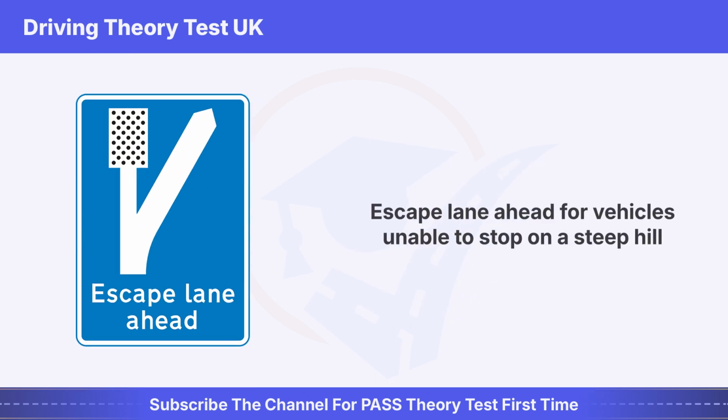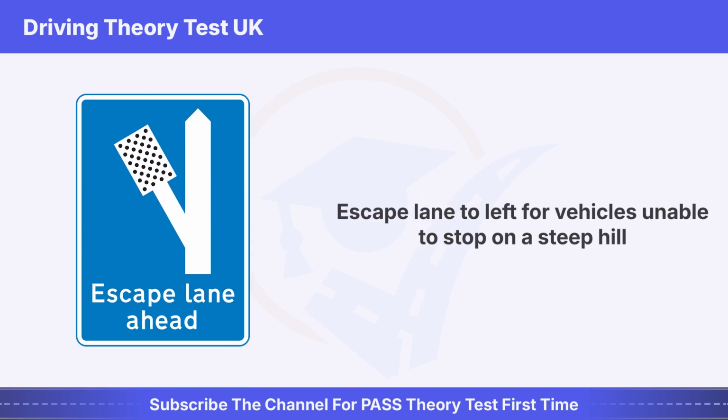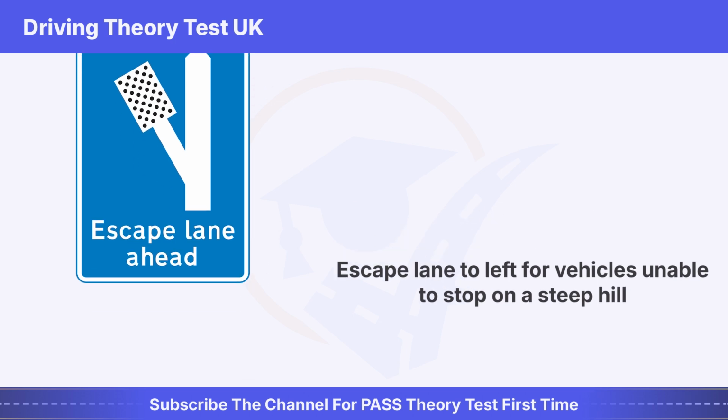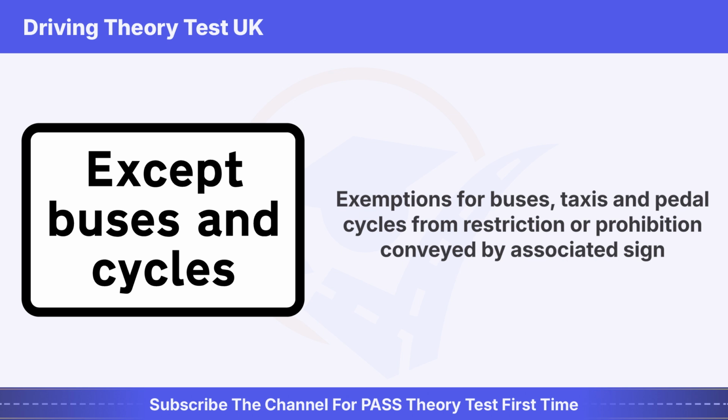Escape lane ahead for vehicles unable to stop on a steep hill. Escape lane to left for vehicles unable to stop on a steep hill. Exemptions for buses, taxis, and pedal cycles from restriction or prohibition conveyed by associated sign.